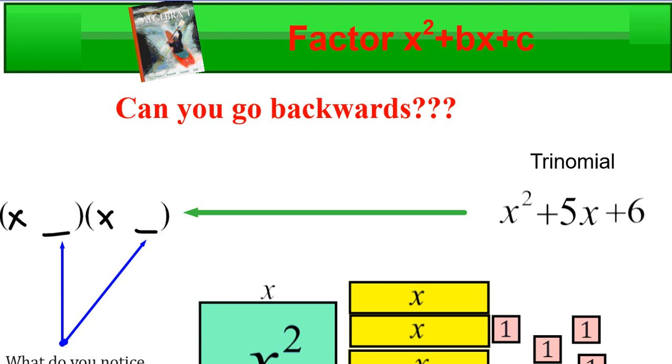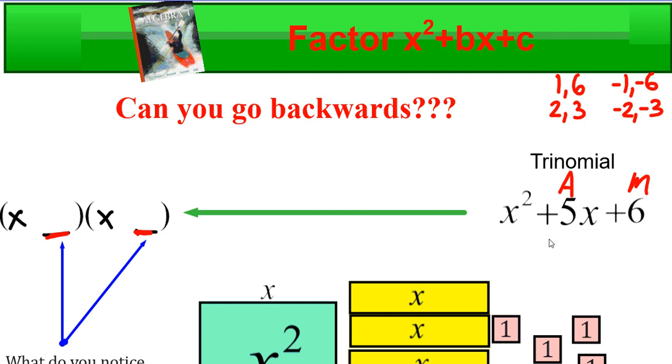Well, I know that these numbers always multiply to make the last part, a 6, and they're going to add together to make a 5. So I think to myself, what numbers multiply to be positive 6, add up to be 5? And there are some clues. If it multiplies to be a positive, that means they're both positive or both negative. So that means it's 1 and 6, 2 and 3, or it could be -1, -6, -2, -3. But it can't be any case where they're opposite in sign, because then they would multiply to make a -6.